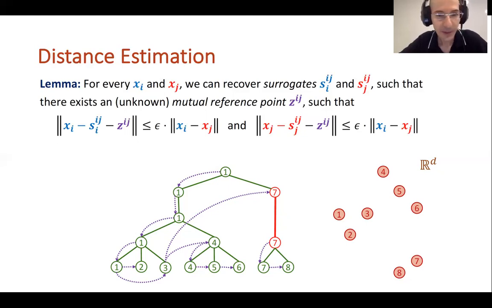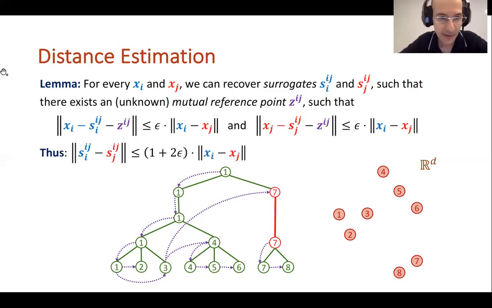So for every pair, we have those surrogates, and we also have a mutual reference point z that we don't know, but we know it exists, such that the following holds. Modulo this unknown mutual reference point, surrogate x̃i is a good approximation of xi, proportional to the distance I want to estimate, and surrogate x̃j is a good approximation of xj, again proportional to the distance that I want to estimate. And then, just by the triangle inequality, we can report the distance between our surrogates as an accurate estimate of the actual distance. So this is how you get the optimal log n bits per point dependence.